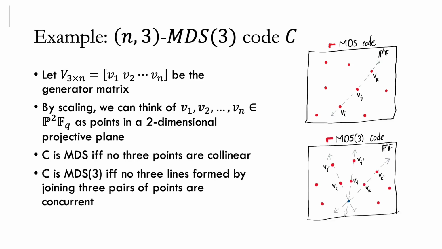However, MDS3 is a bit more subtle. It's if you take 3 lines through 3 pairs of points, then these should not concur. So in particular, it's an extra property on top of being MDS that's rather subtle.